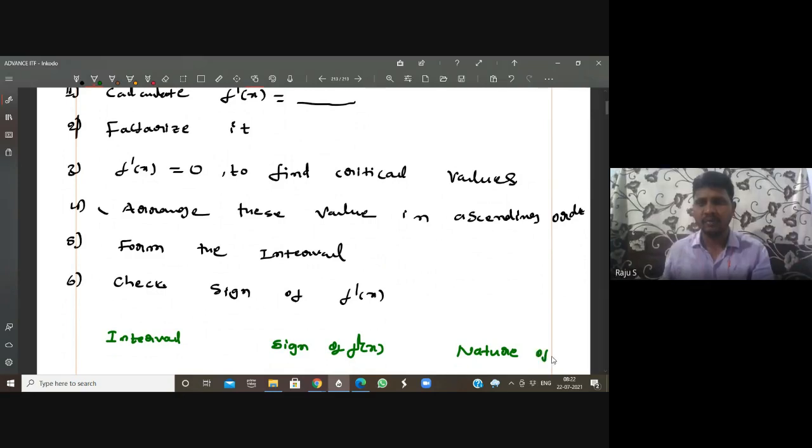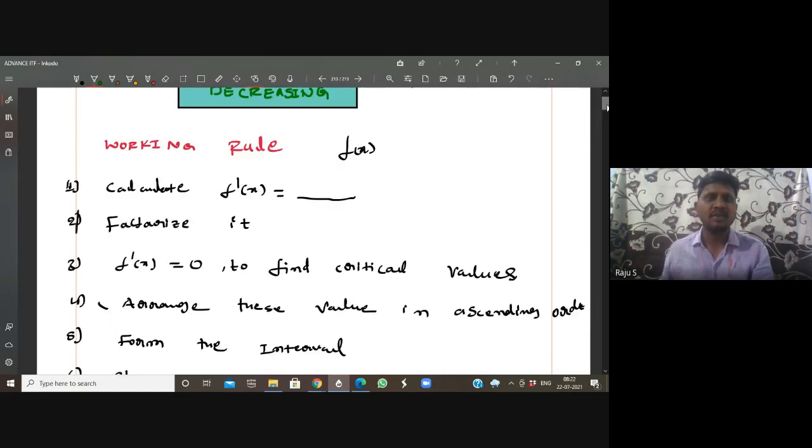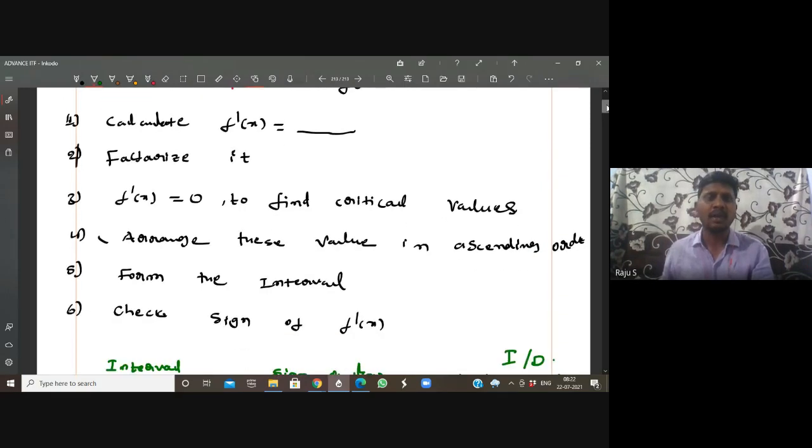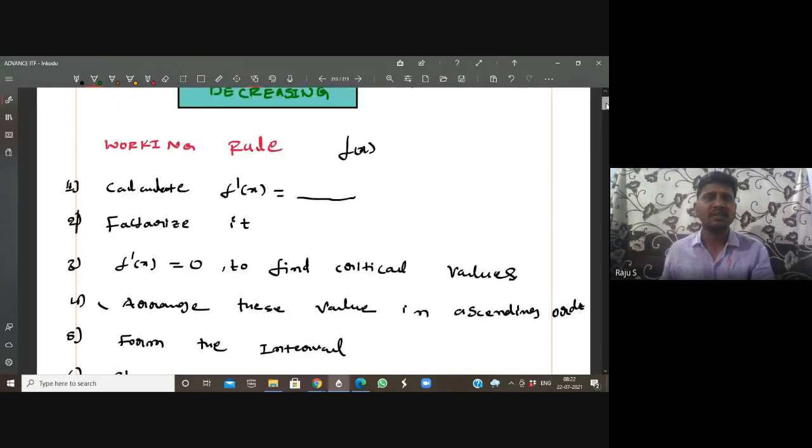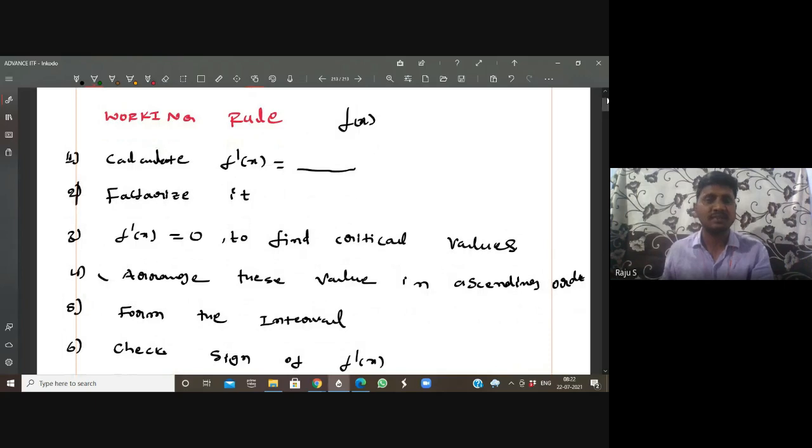And the next is the nature of f of x. It may be either increasing or decreasing. That we will write. So first, with the given function, we differentiate. After that, if it is an algebraic function, we can factorize it. Next, f dash of x is equated to 0 in every question. Once we equate to 0, we get critical values, critical points, x values.